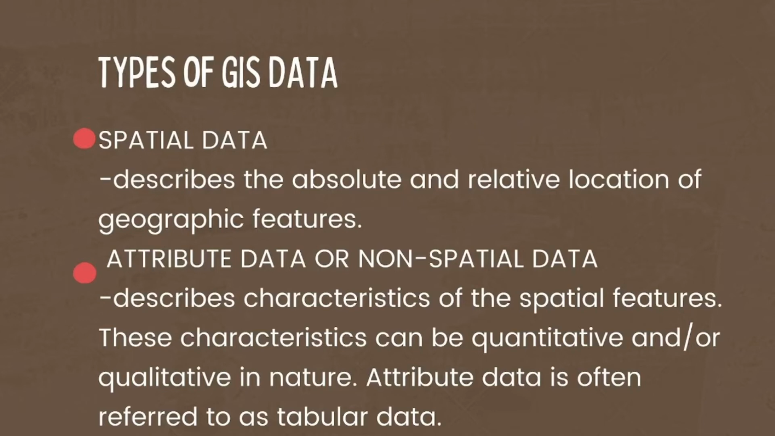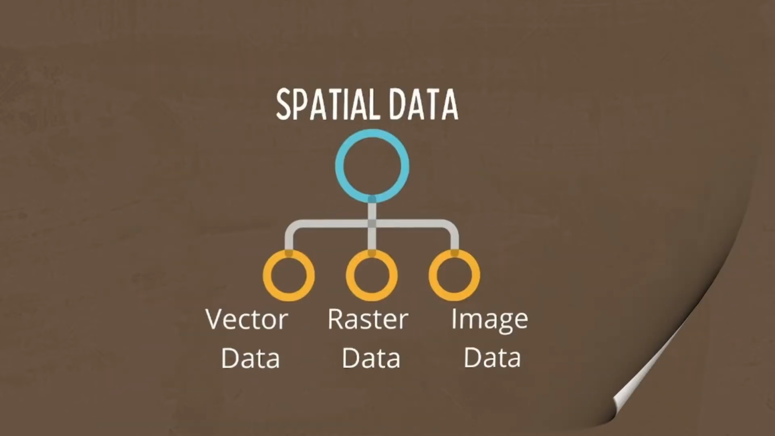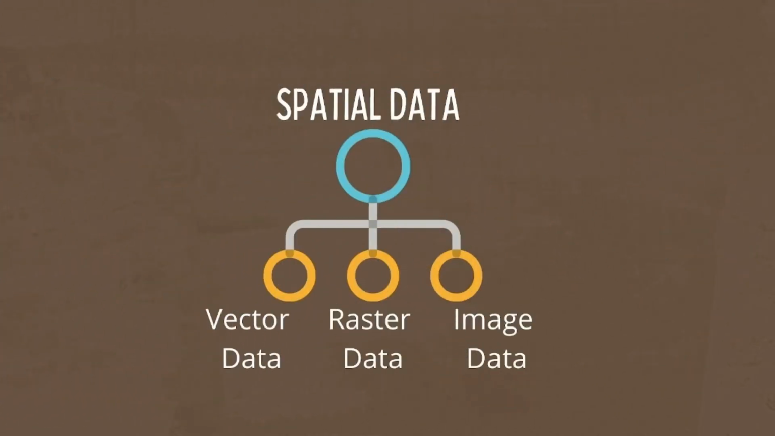Okay, so we are going to see in detail about spatial data. Spatial data can be categorized or classified as vector data, raster data and image data.